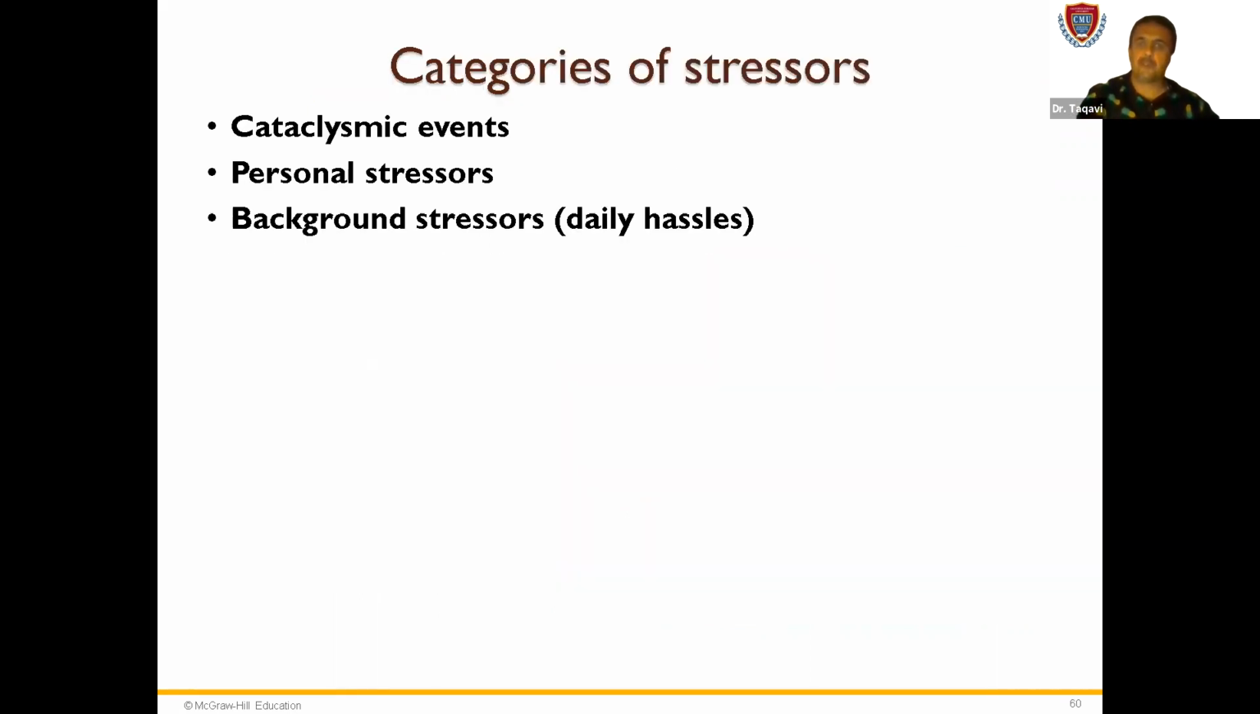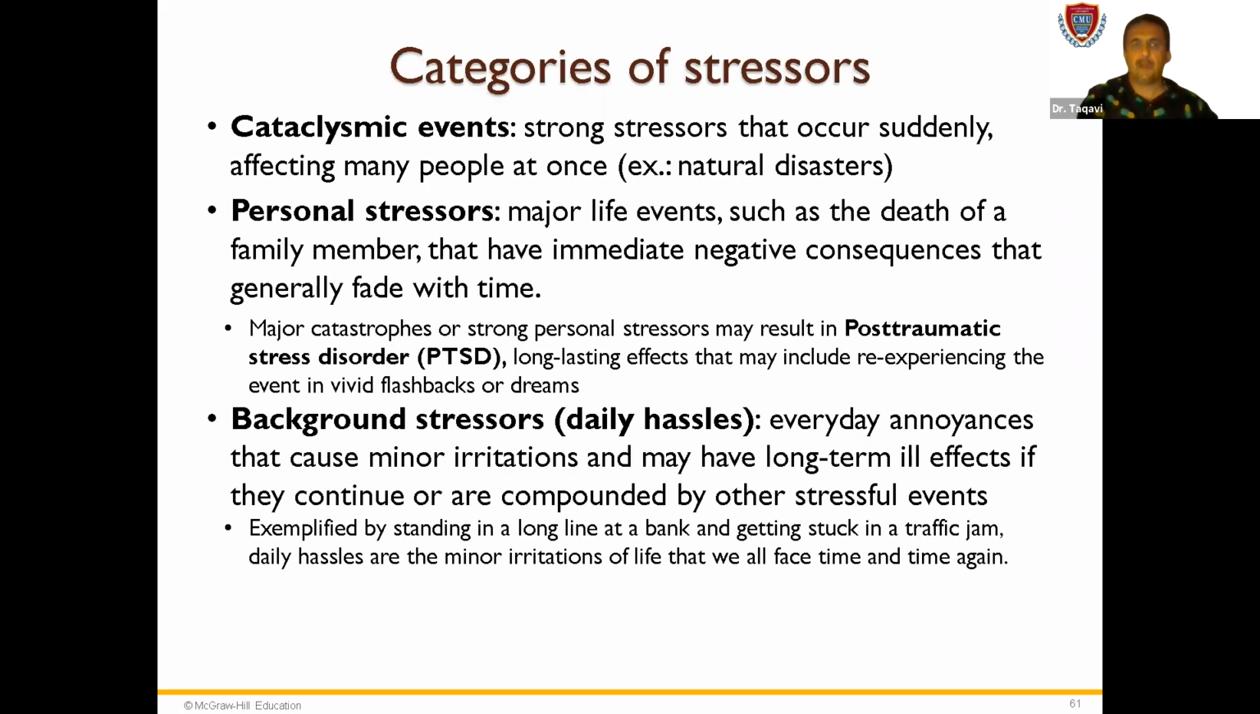The categories of stressors are cataclysmic events, personal stressors, and background stressors or daily hassles. Cataclysmic events are strong stressors that occur suddenly, affecting many people at once, for example, natural disasters. Personal stressors are major life events, such as the death of a family member, that have immediate negative consequences that generally fade with time. After some time, you see that the stressors are not like they were before.